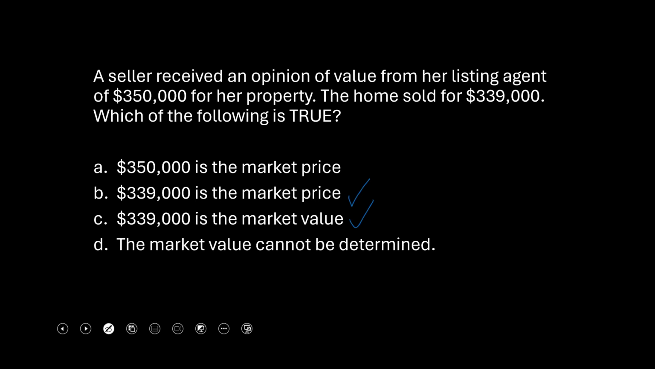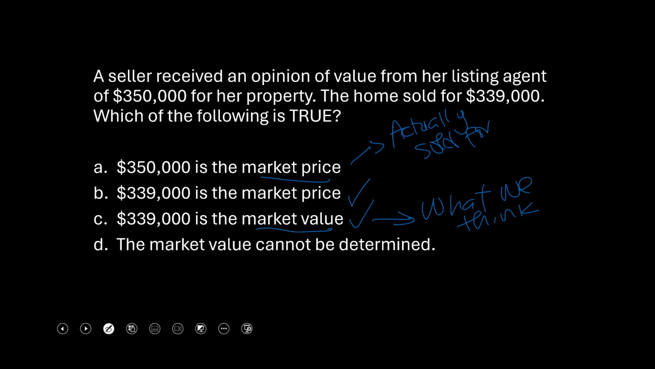All right, so what is market price and what is market value? Market price is what the property actually sold for. Okay? So this is what we actually sold for. Market value is what we think it will sell for.